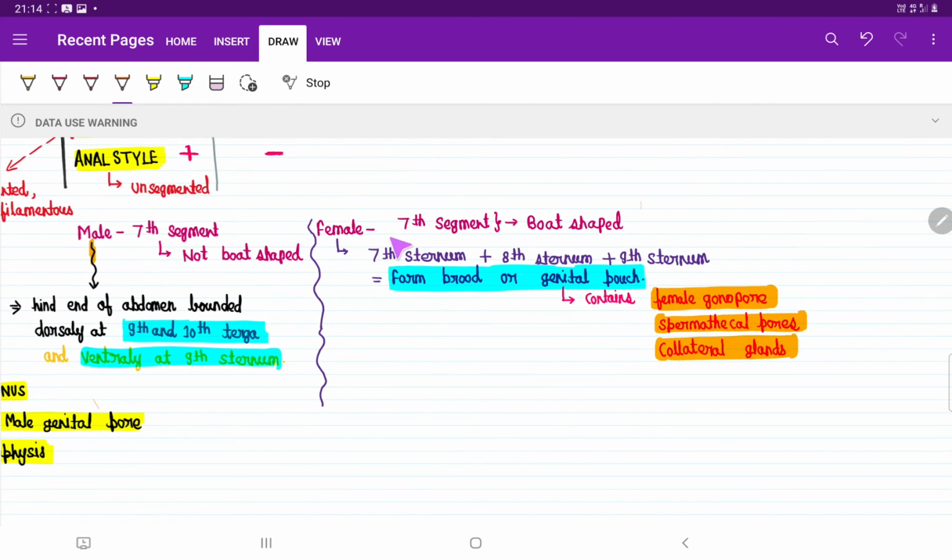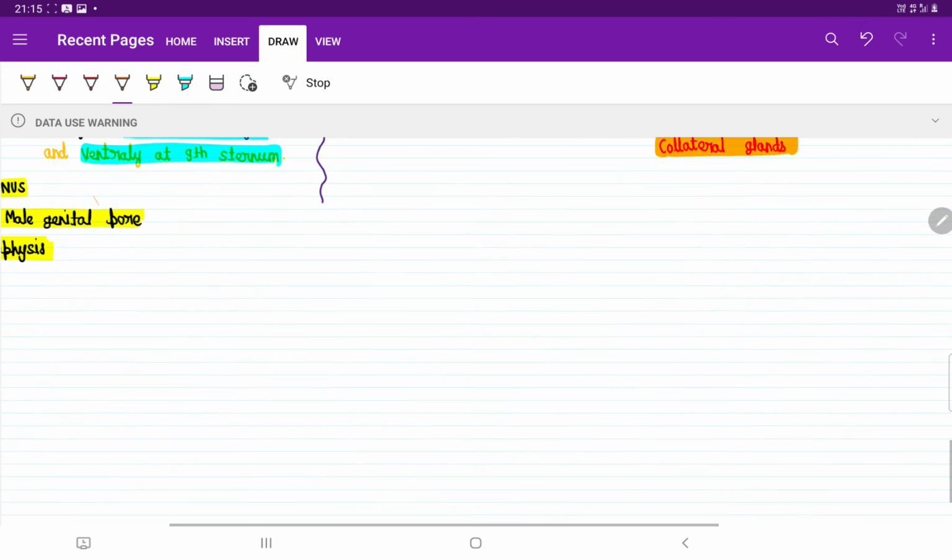Now come to the female cockroach. In the female cockroach, the abdominal seventh segment is boat shaped. The seventh, eighth, and ninth segments together accommodate the genital pouch, and the genital pouch contains the female gonopore, then spermathecal pores, and then the collateral gland. What is the function of the collateral gland? What about the spermathecal pore, and what is the female gonopore? We will see that in detail.